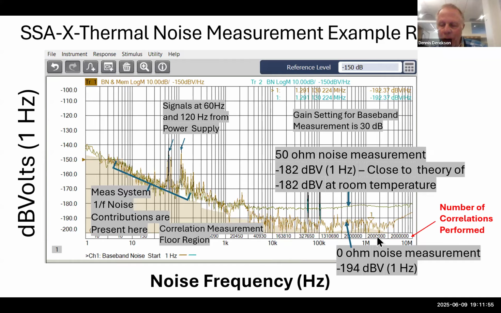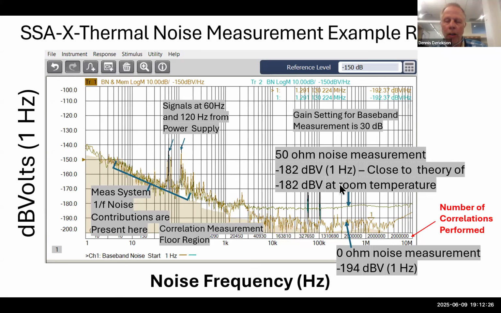And here we're doing, let's say, 20 million correlations, and that's where our noise floor ends up. We're canceling out a lot of the noise in the amplifiers. But the moment we go from a 0 ohm resistor to a 50 ohm resistor, the signal trace goes up right here. So we are directly measuring the thermal noise of the resistor. It's definitely much bigger than the correlated noise right here with 2 million correlations.